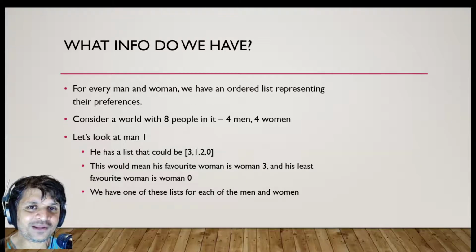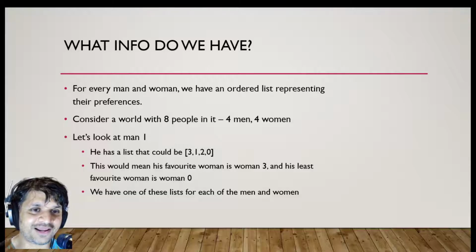Okay, so now if we want to actually solve this problem, we need some information. If we were talking about the hospitals and interns, what we'd need is for every intern to give us a ranked list of their hospitals and for every hospital to give us a ranked list of their interns. In our analogy, we're saying that for every man and woman, we have an ordered list representing their preferences. So let's say we have a problem of size 4, meaning there are 4 men and 4 women. So 8 people in total.